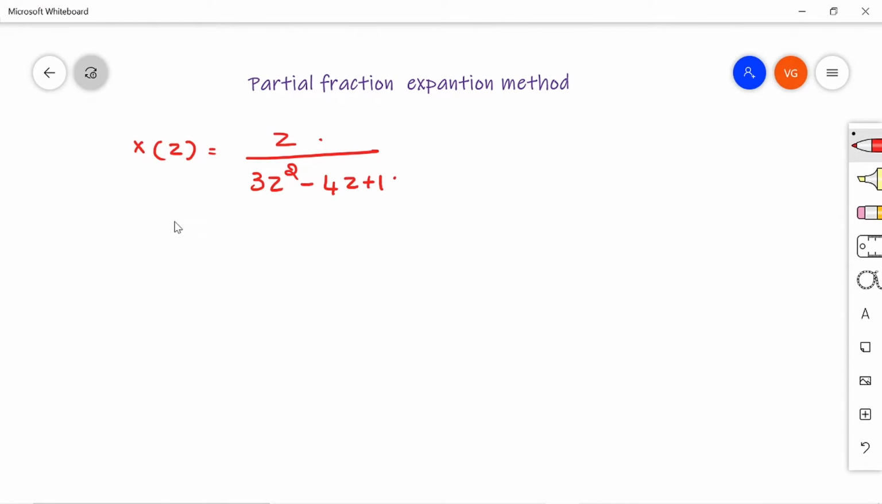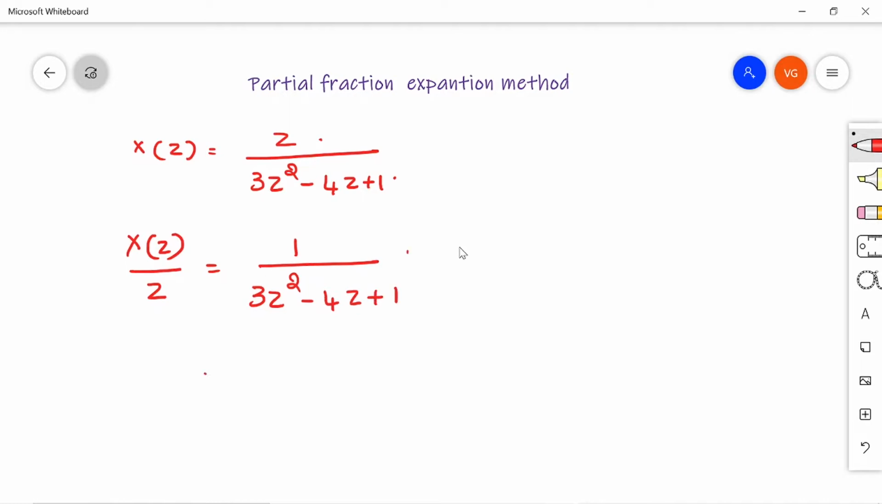Now consider a problem. X of z is equal to z divided by 3z square minus 4z plus 1. Now we have to solve this problem to find out x of n using partial fraction expansion method. As I said, first step is bring it in the form of x of z by z. The given problem is very simple, as the numerator has only z here, that I am taking to the left hand side, then it is in the required form. Very simply you can bring it in the form x of z by z.